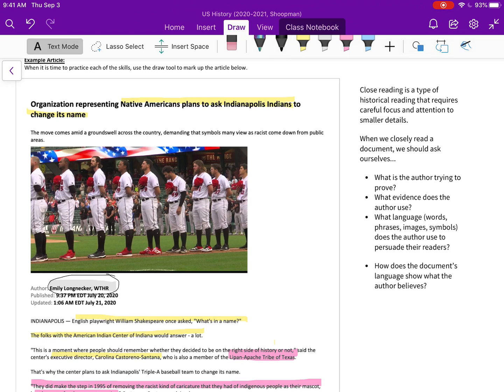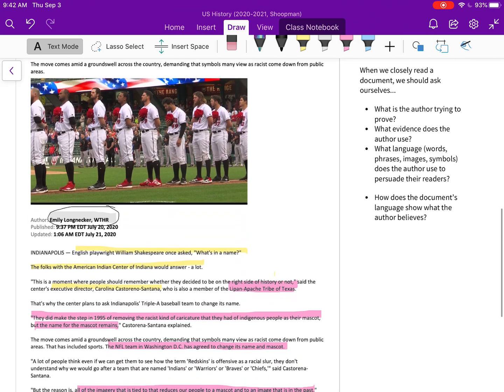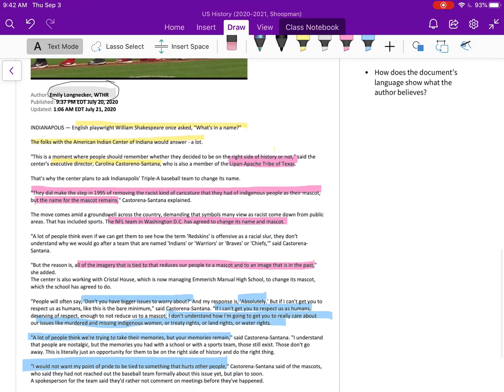So the first thing that I did while looking at this article was try and identify what the argument or the claim was. So what is trying to be proven? And I identified that with the information that's highlighted in yellow. So Native Americans plan to ask Indianapolis Indians to change their name. And then that was also echoed down below in those first few sentences. What's in a name? The American Indian Center of Indiana would answer a lot. And then I also highlighted in yellow the executive director, Carolina Castorino Santana's name, because really this argument is being made by her and her organization.